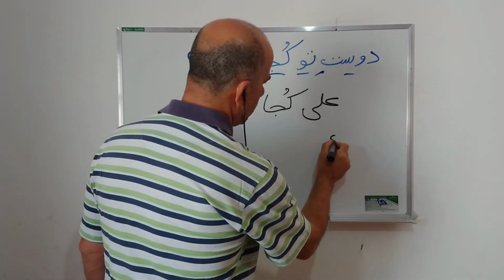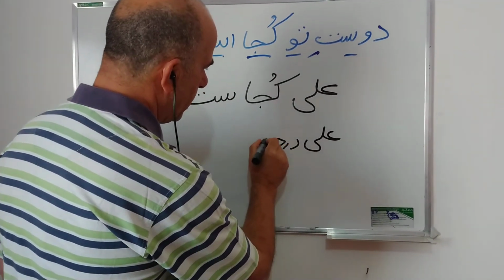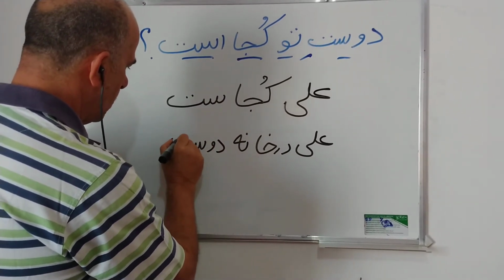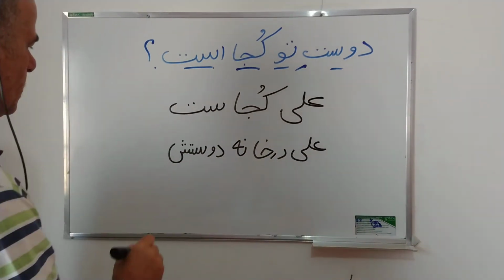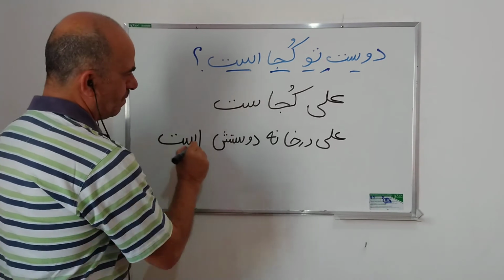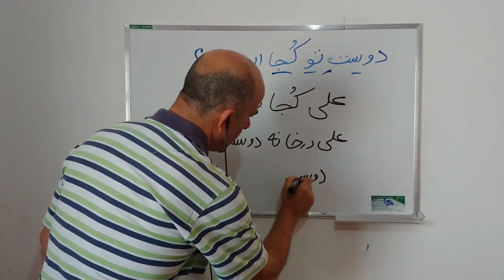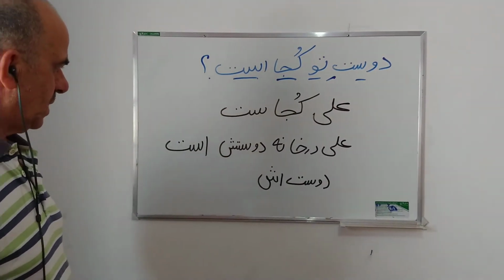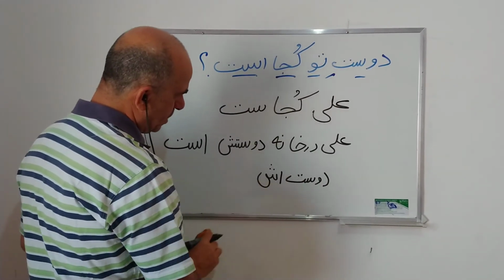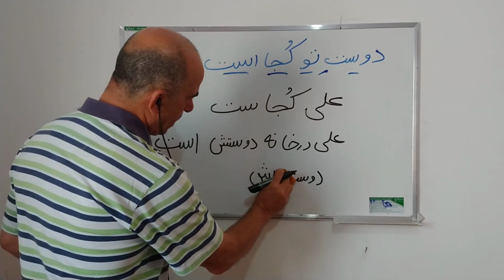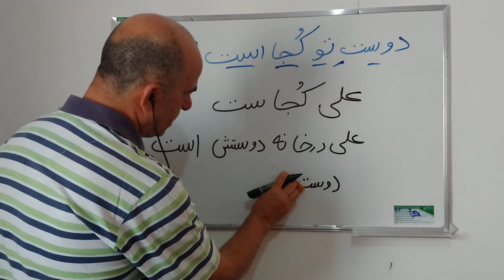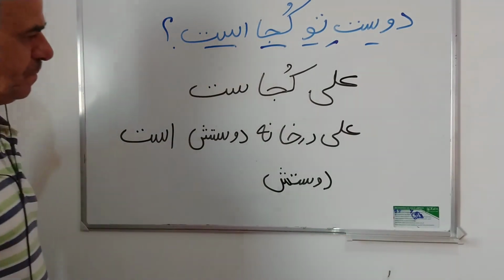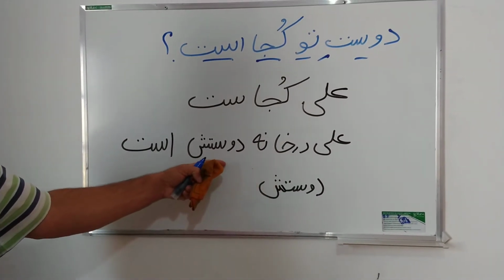علی در خانه دوستش است. دوست اش, his. Okay, but we write دوستش. علی در خانه دوستش است. He is at his friend's house. علی در خانه دوستش.